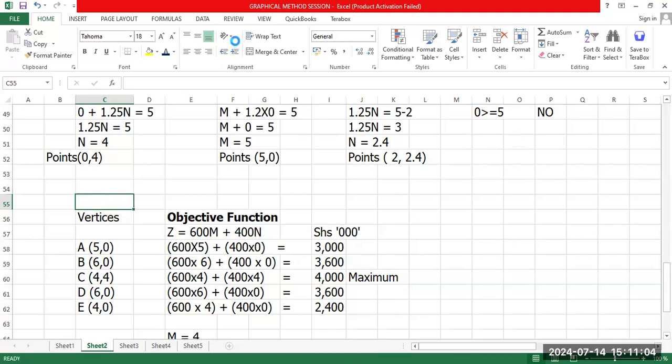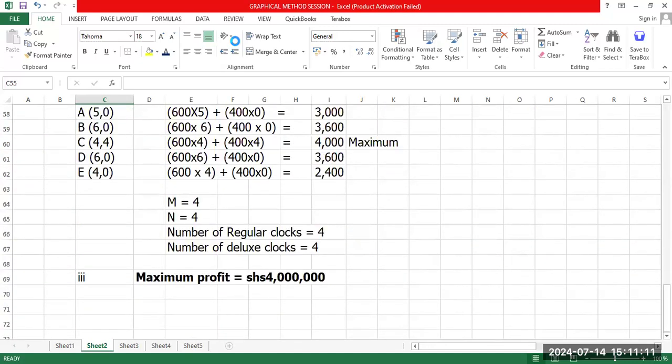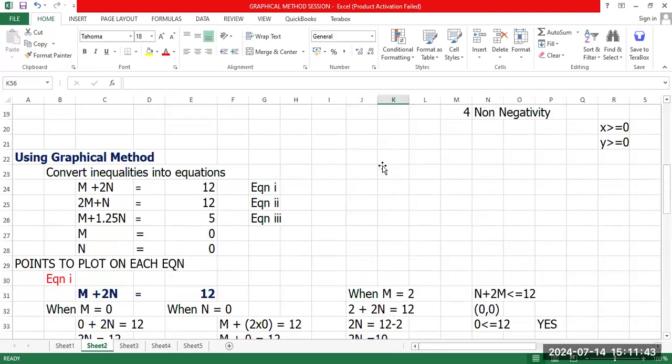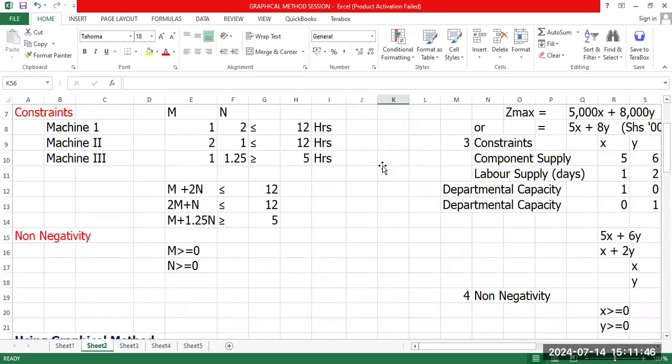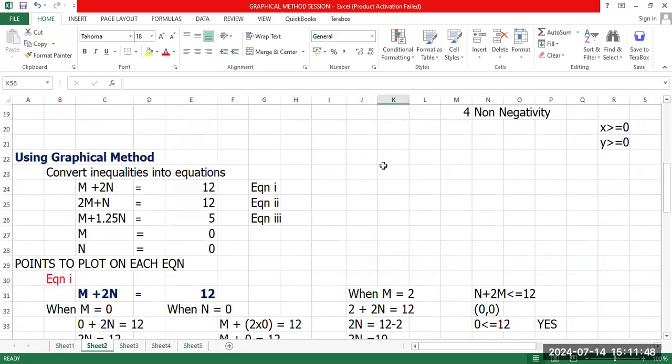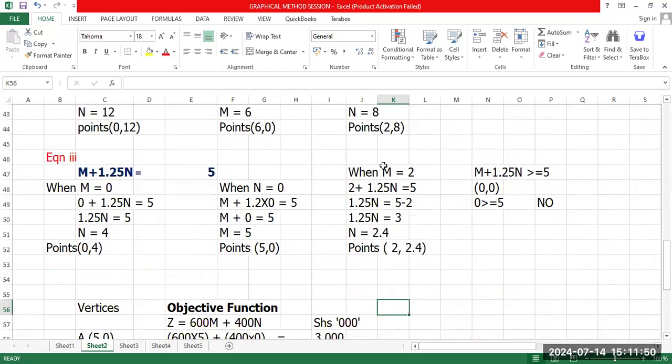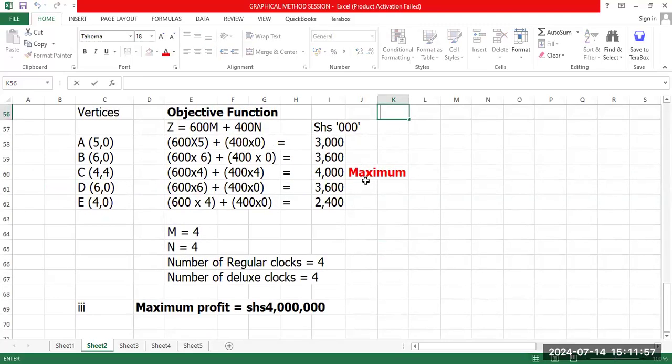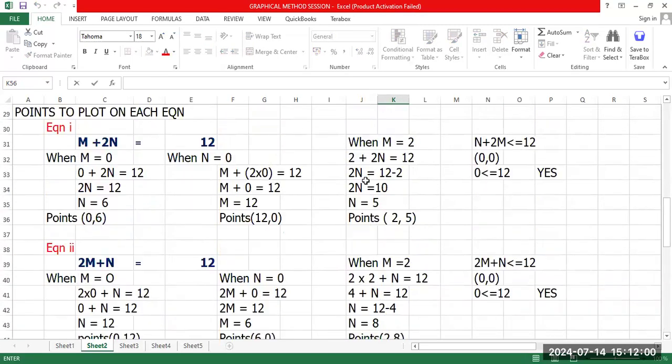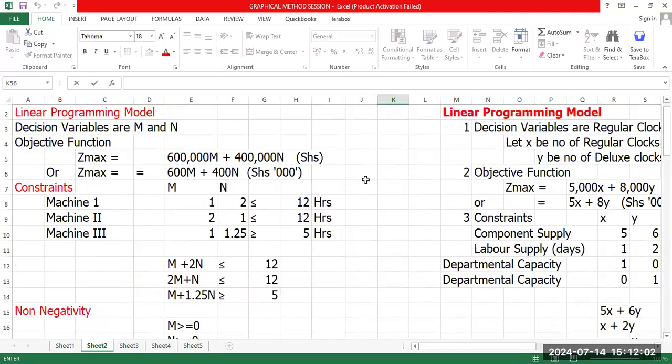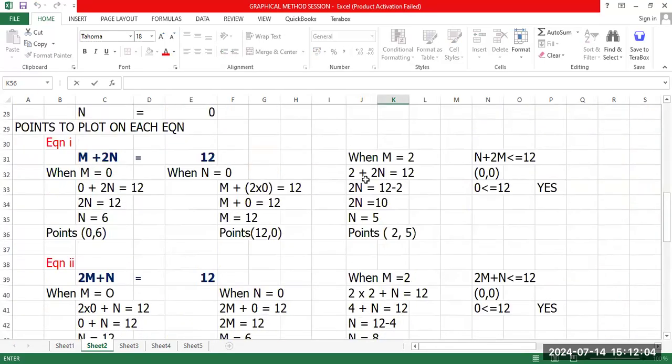Any question? Is everything clear? That's all with the graphical method. Now it's your role to practice more numbers, and you will be good to go.